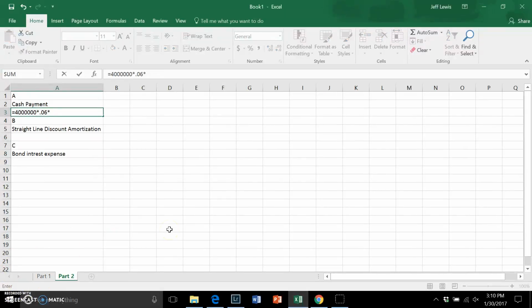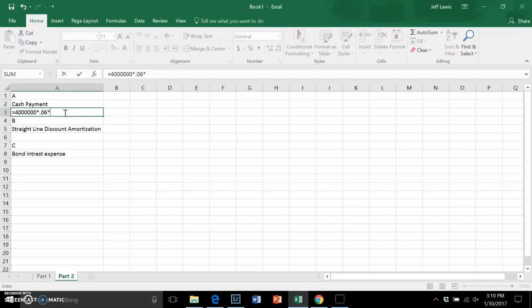This is part 2 of problem 10.2a, and the question says, for each semi-annual period, compute A, the cash payment, B, the straight line discount amortization, and C, the bond interest expense. So let's start with part A. I've already started some of it here. So you've got $4 million, which is the par value of the bond, times 6%, which is the interest rate.